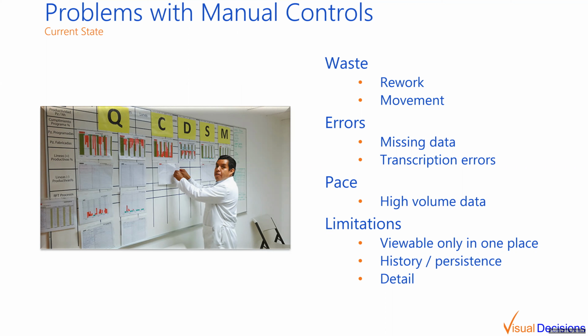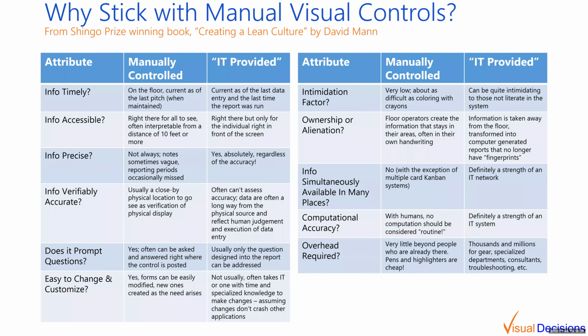Finally, there's only so much detail that you can put on a whiteboard. There's only so much room for those markers to actually write stuff in. So a system can capture much more context of what was happening at a machine or a process that just isn't otherwise possible with the traditional methods. So with all of that, why stick with manual controls?